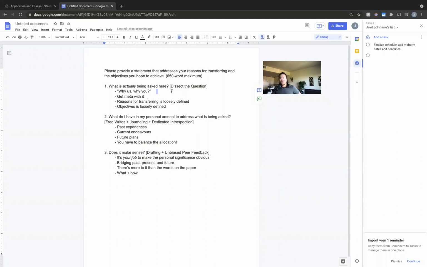Everybody, we're going to be talking about the Stanford personal statement part of the transfer application today. But before we do that, I want to disclaim something really quickly. I'm not here to tell you how to answer questions in order to get into Stanford. I can't do that. I don't know how to get people into Stanford.